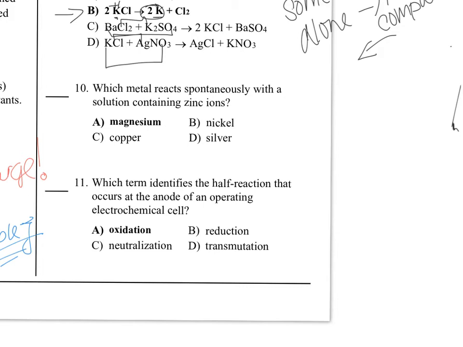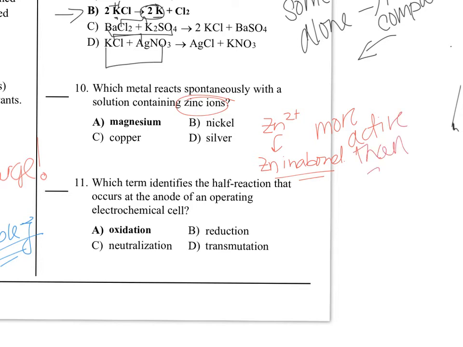All right, 10. Which metal reacts spontaneously with a solution containing zinc ions? So this question, zinc ions, means I've got Zn2+. That also means that I have zinc in a bond, basically. That's the way zinc would be in a bond. So that means that something needs to, quote, replace zinc. So I'm looking for something more active than Zn in order to essentially reduce it. Okay, and the only thing more active than zinc is magnesium.